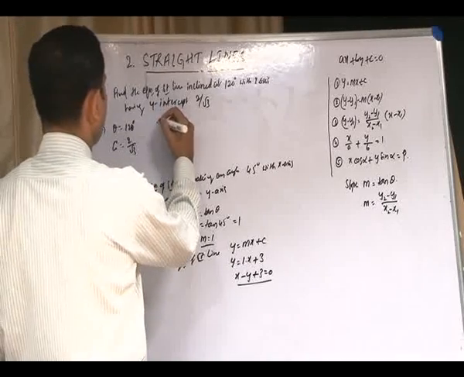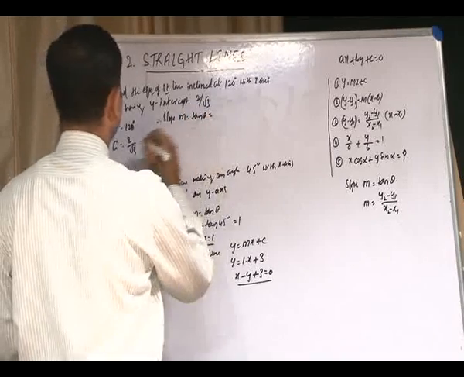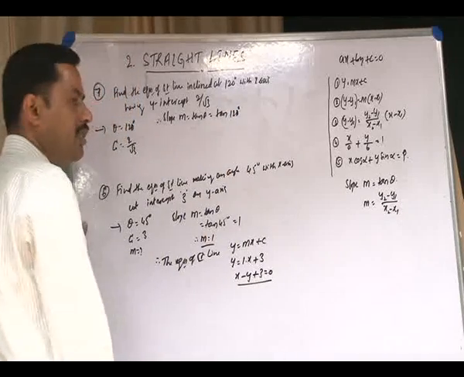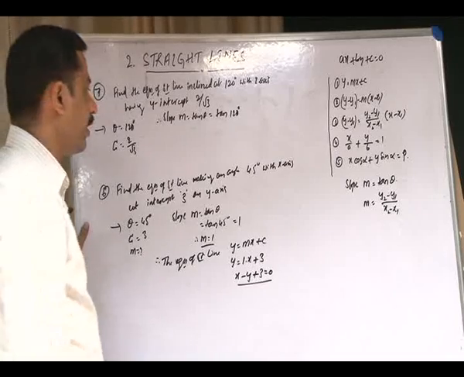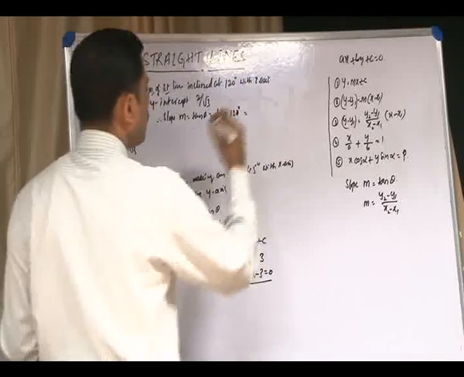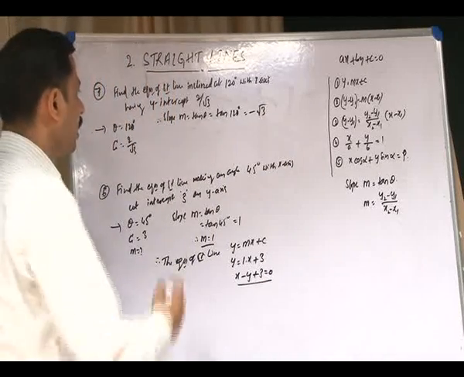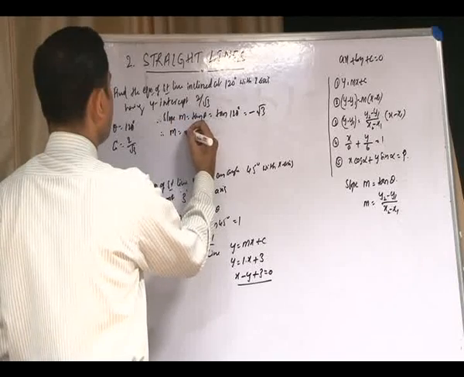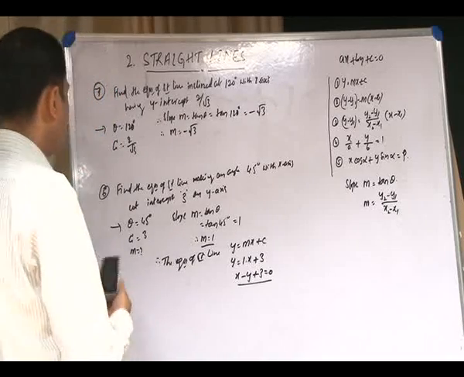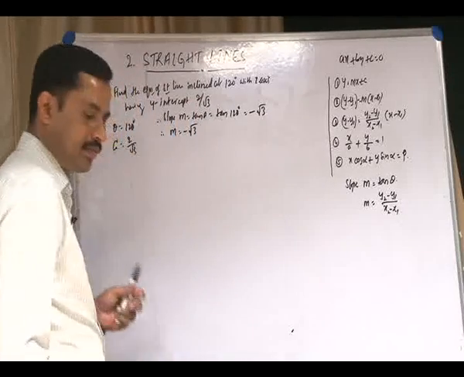For that, first the slope of the straight line is given by m is equal to tan theta. Here theta is 120 degrees, that becomes tan 120. Tan 120 comes in the second quadrant. In the second quadrant, tan is negative. So, tan 120 degrees is equal to minus root 3. Therefore, the slope of the straight line m is equal to minus root 3. By using this slope and y intercept, we have to find the equation of the straight line.